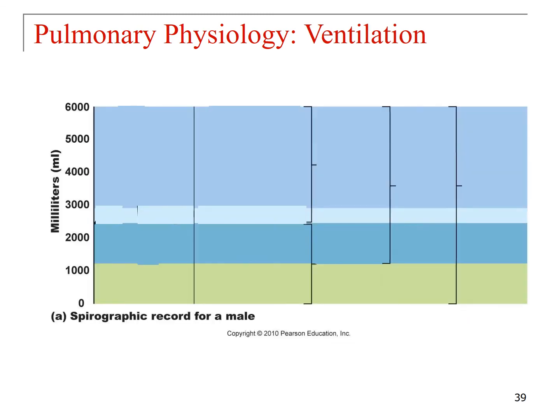Now let's take a look at some of the measurements of ventilation here. This is going to be a spirographic record for a male. These are going to be average values for an adult male. At this portion, highlighted in the light blue, you'll notice that there's quiet breathing that goes on here and here. You raise the amount of air within the lungs here, you depress the amount of air in the lungs here, and that's something called tidal volume, which is about 500 milliliters.